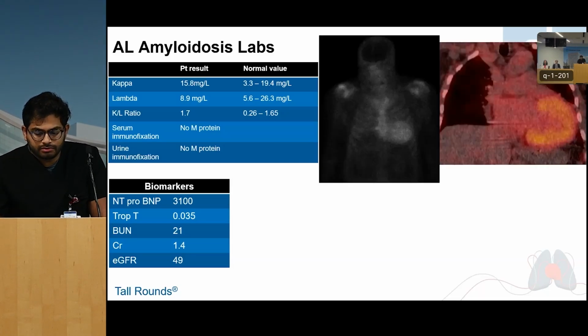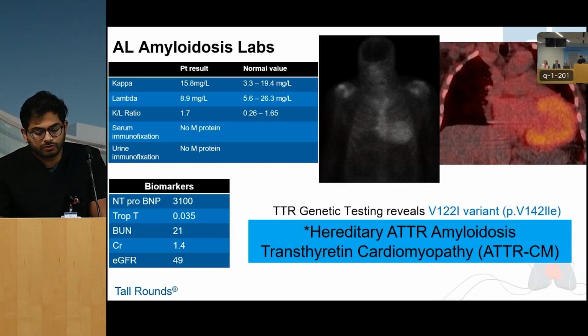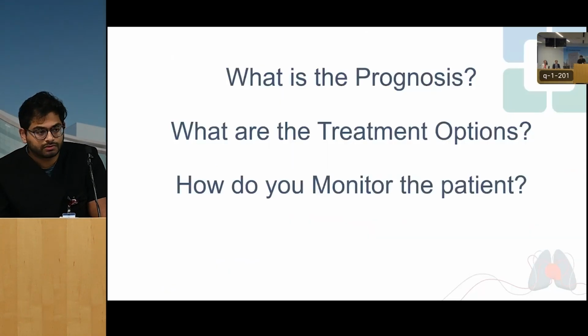PYP scan demonstrated grade 3 uptake, and SPECT imaging also showed diffuse myocardial uptake as well. He underwent genetic testing, and that revealed a V122I variant, and he was diagnosed with hereditary ATTR amyloidosis, also known as transthyretin cardiomyopathy. And so at this point, we're often faced with three questions in particular. What is the prognosis of this pathology? What are the treatment options that are available, and how do we go about monitoring this patient?